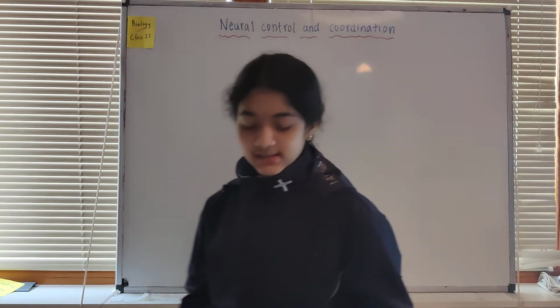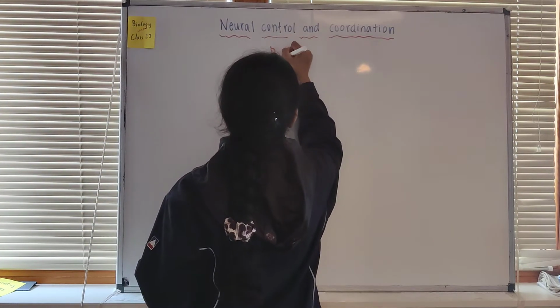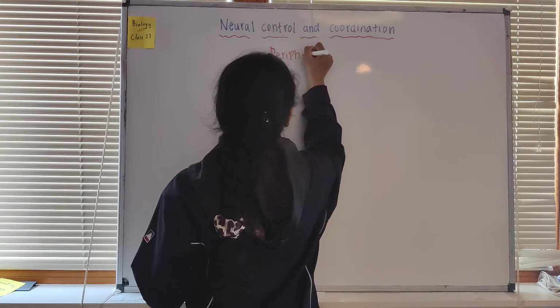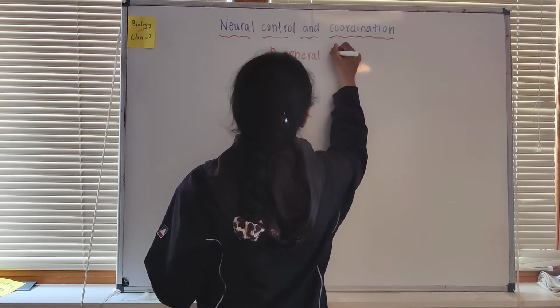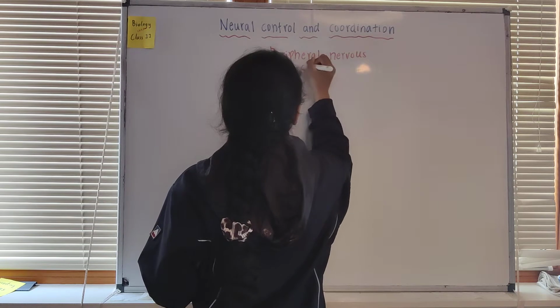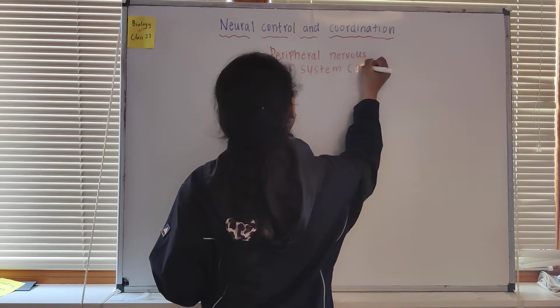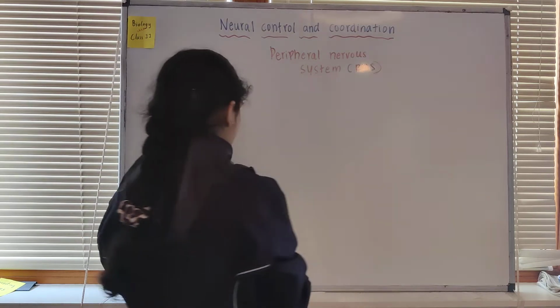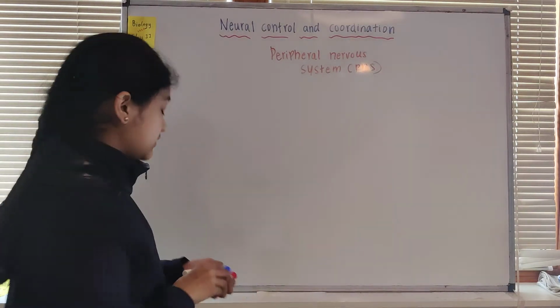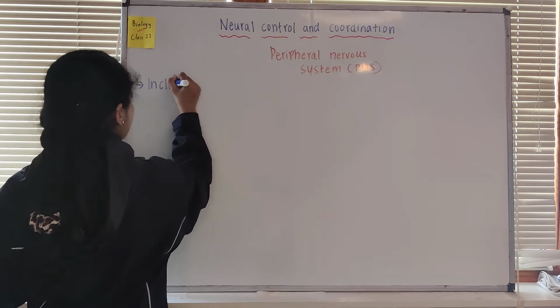In this video, we'll discuss the peripheral nervous system. The peripheral nervous system is also known as PNS, and it includes nerves.